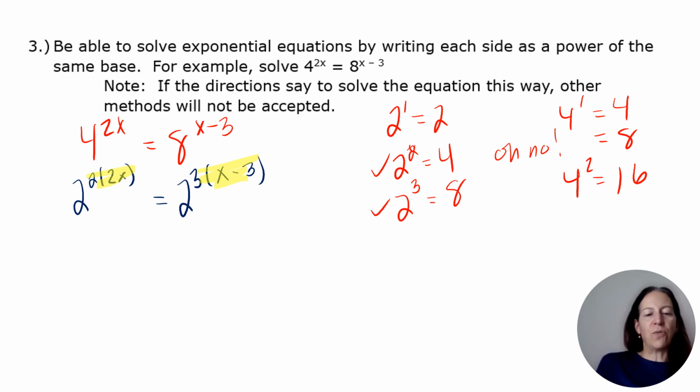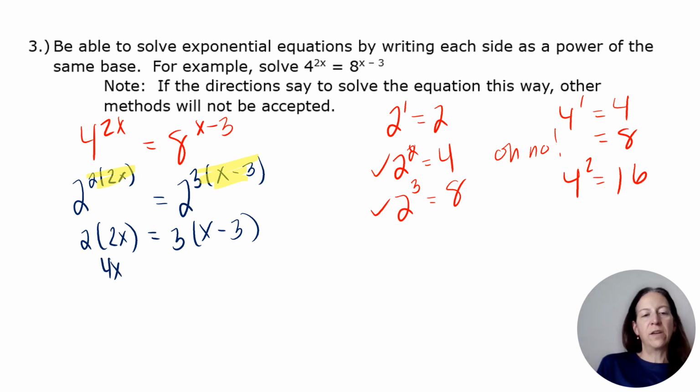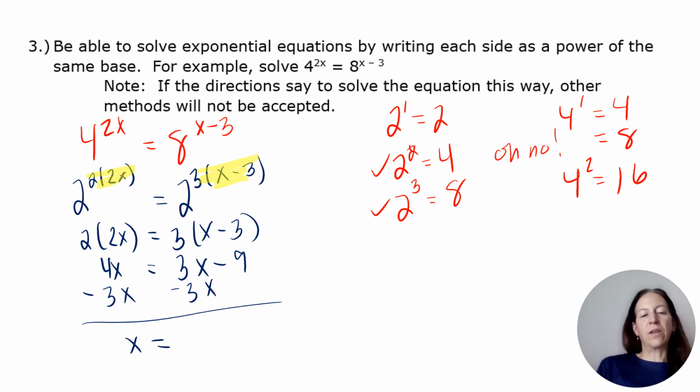So at this point, we can basically ignore the bases and just set the exponents equal. And you are welcome to multiply when you do this. I won't for the purposes of the study guide, but okay, so 2 times 2x is 4x. And then over here, we're going to distribute. And so we have 4x equals 3x minus 9. So we'll subtract 3x from both sides. 4x minus 3x is 1x. 3x minus 3x is 0, leaving us with the negative 9.